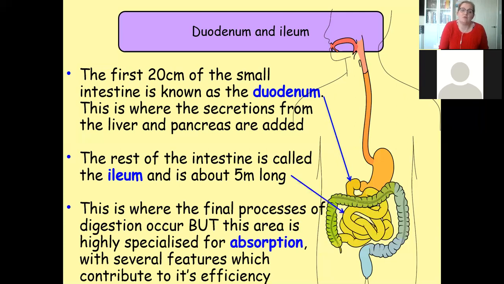The ileum is where the final processes of digestion occur, but this area is highly specialized for absorption, with several features which contribute to its efficiency. All those adaptations we're going to talk about allow the ileum to be very good for absorption. You don't find them in the duodenum, because the duodenum is intended just for releasing secretions.